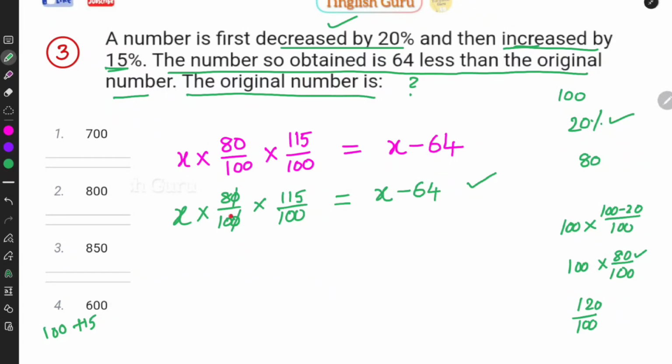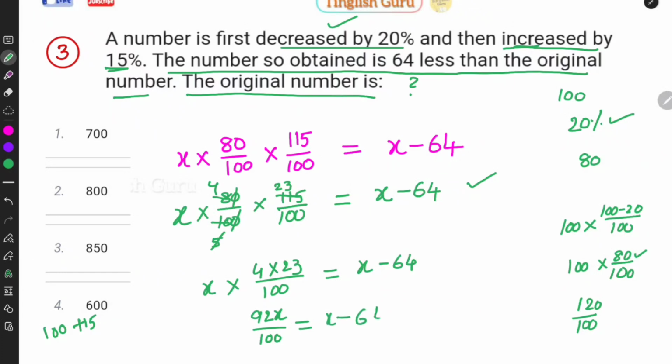Let us cancel zeros and it will become 2 4s and 2 5s, and with 5 cancellation, 5 2s, 5 3s. So finally what did we get? x into 4 into 23 divided by 100 is equal to x minus 64. Now it will become 92x divided by 100 is equal to x minus 64.